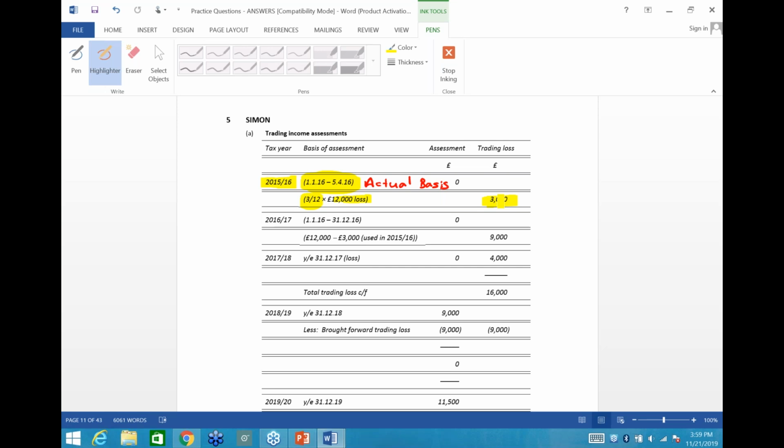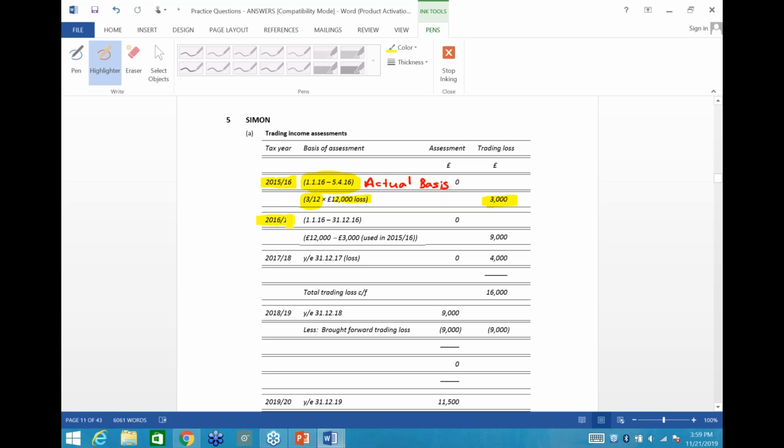You identify the first tax year by looking at the date of commencement, and then you identify the actual time period from the date of commencement to the last date of the tax year, and you time apportion the loss or profit for the first tax year. Then the second tax year. So the second tax year has to be 2016-17.